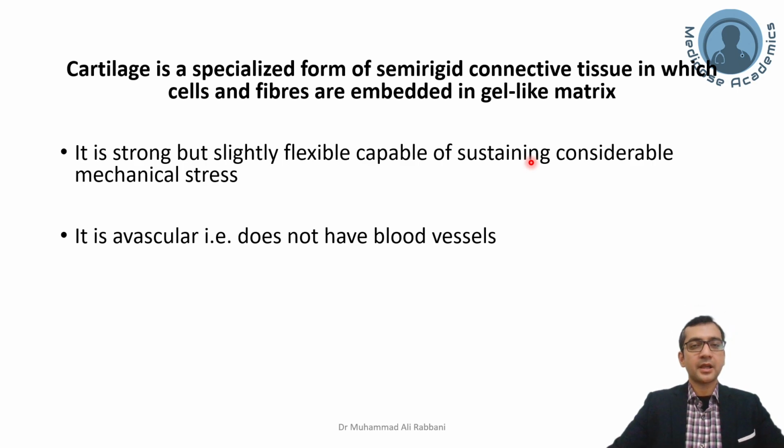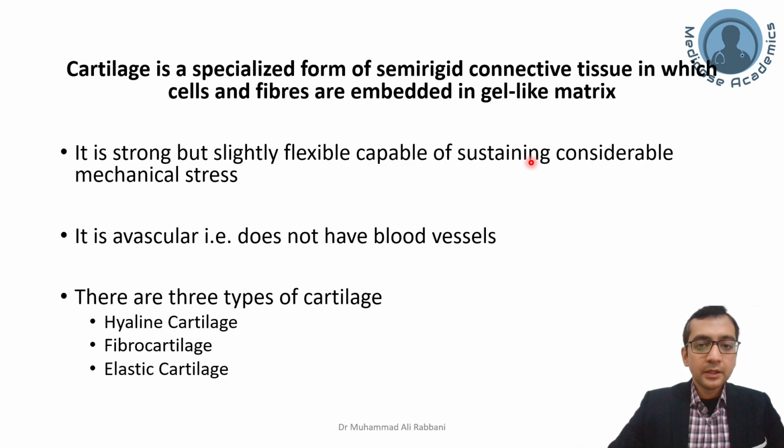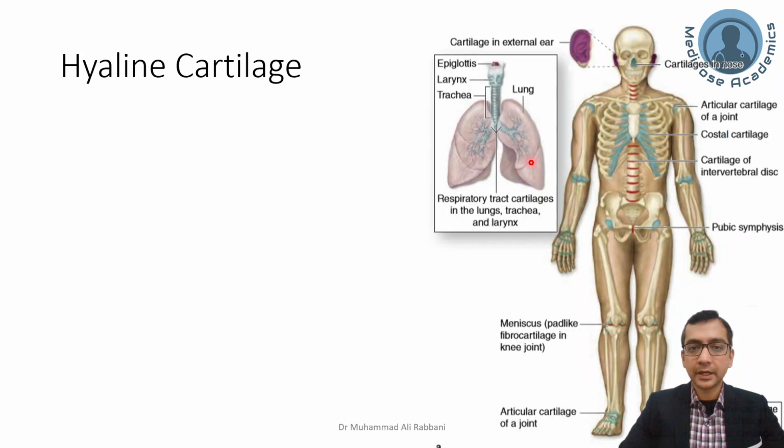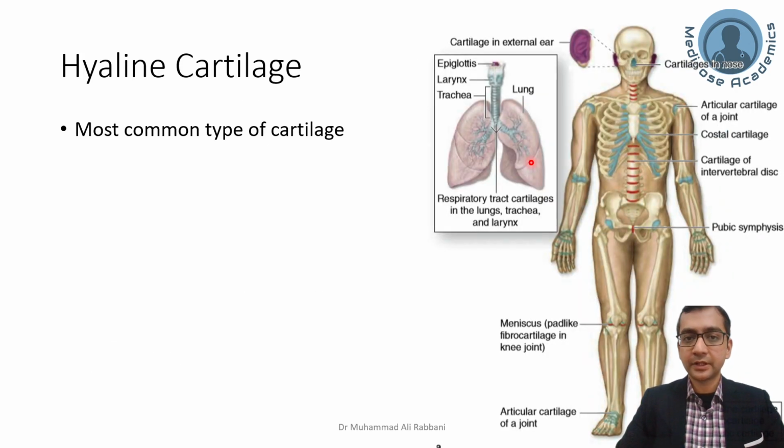They usually, except for fibrocartilage, do not have blood vessels in them. We studied that example as we talked about epiphyseal cartilages. There are three main types: hyaline cartilage, fibrocartilage, and elastic cartilage. Let's talk about hyaline cartilage, what it is and where it is present.